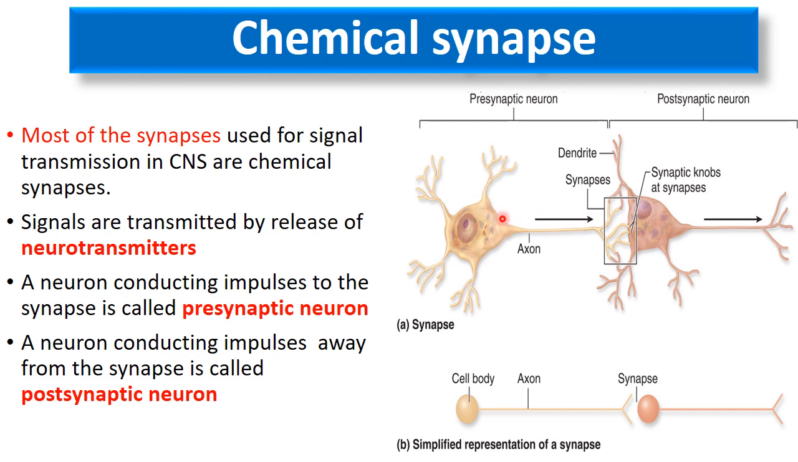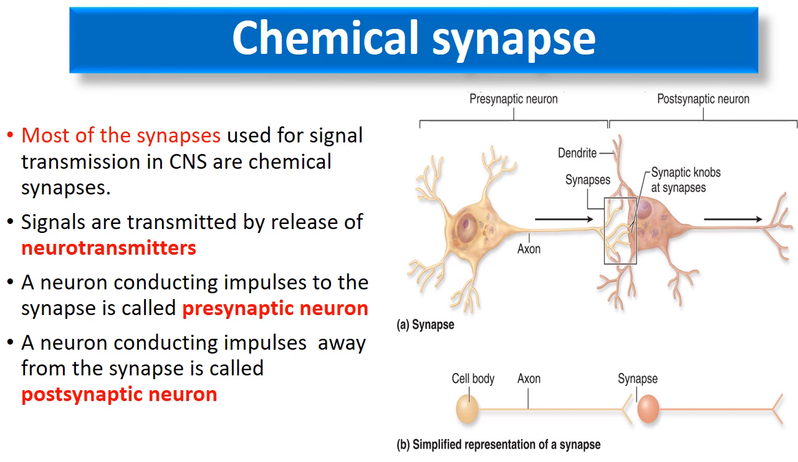These are the two neurons. You can see this is neuron 1, this is another neuron. These two neurons are connected via a chemical synapse in which a neurotransmitter is released by one neuron. A neuron which is conducting the impulse towards the synapse is known as a presynaptic neuron. This is a presynaptic neuron. This junction between the two neurons is known as the synapse, and the neuron which conducts the impulse away from the synapse is known as the postsynaptic neuron.